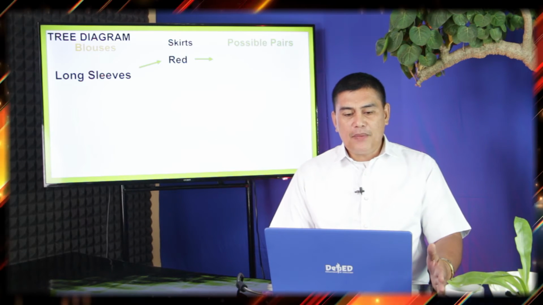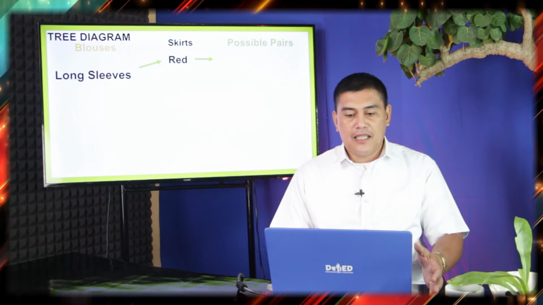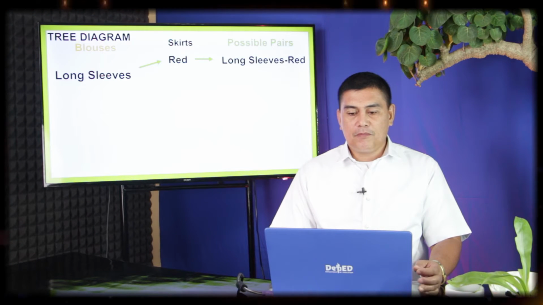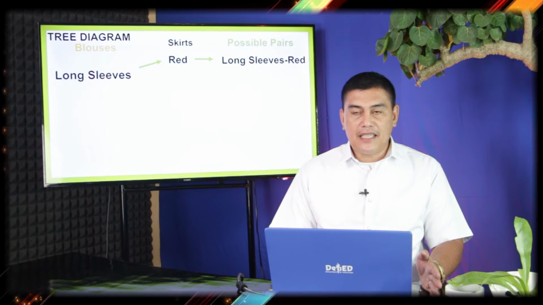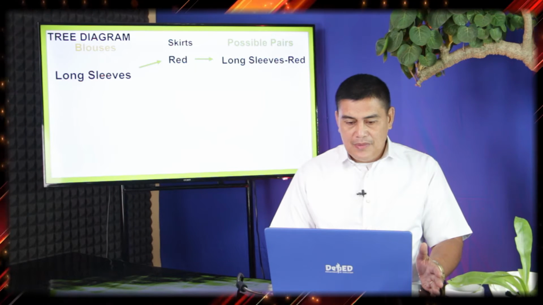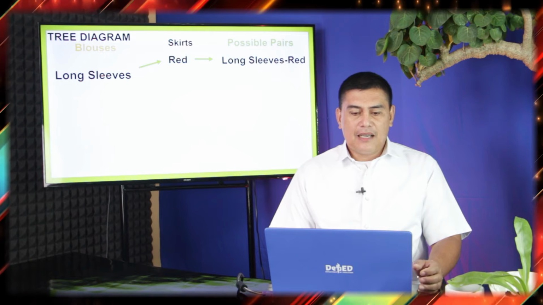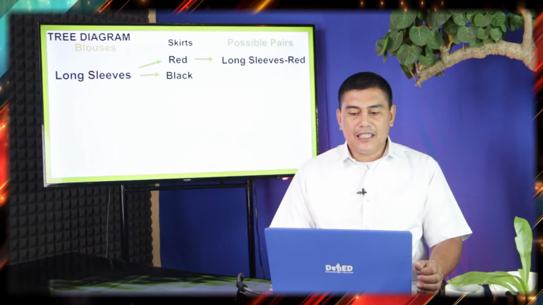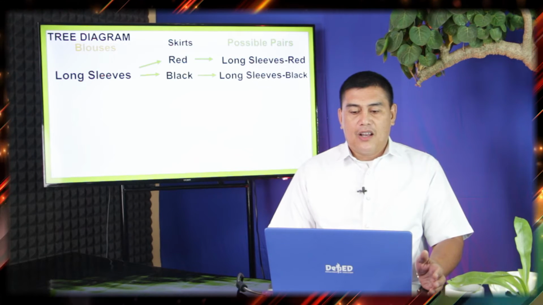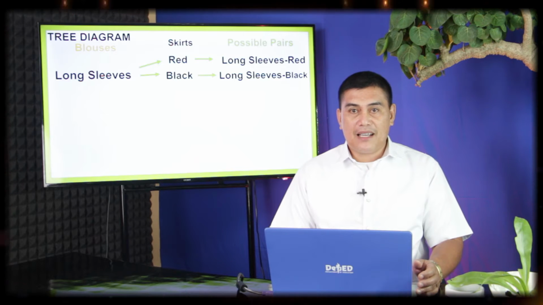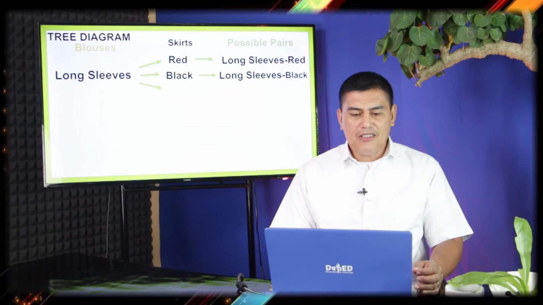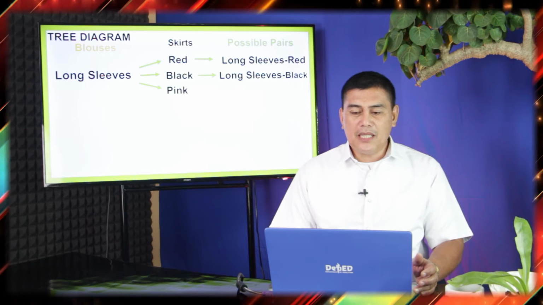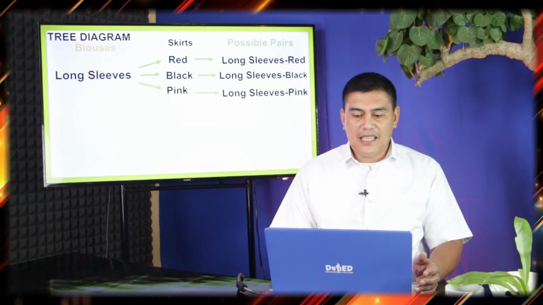Now, kung ang napili niyang blouse is long sleeve at ang kanyang skirt is red, the possible pair would be long sleeves and red. Now, kung ang napili niya na blouse is long sleeves at ang skirt ay black, the possible pair would be long sleeves and black skirt. Now, kung ang napili niya is long sleeve, then ang skirt niya ay pink, the possible pair would be long sleeves and pink.